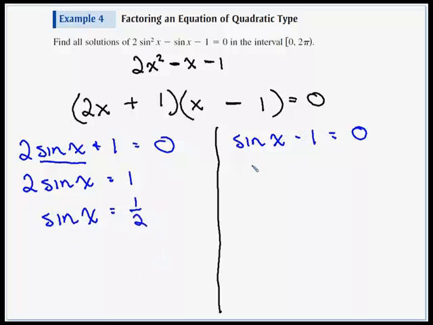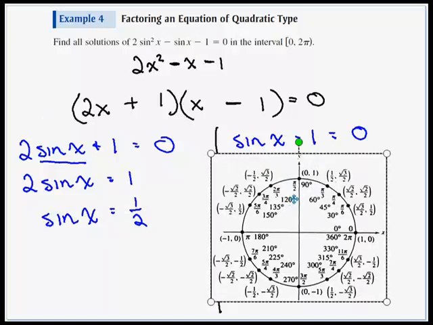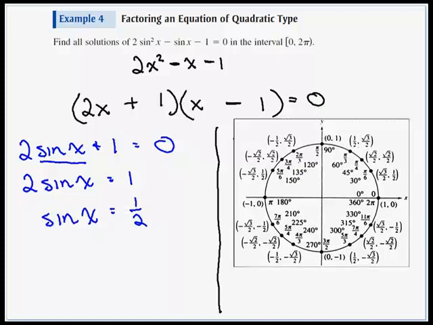And on this side, it's one step. Just add 1 to both sides. The sine of x equals positive 1. And here's a unit circle. Let's look here on the left first. This should be a negative half, that's right. We subtracted 1 from each side, so there is a negative there. Where does sine x equal negative a half?